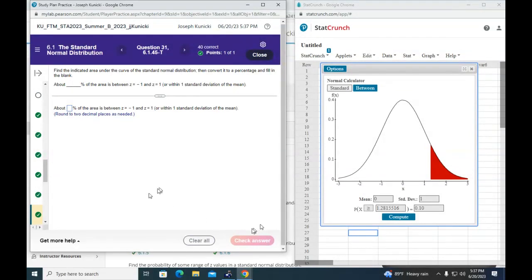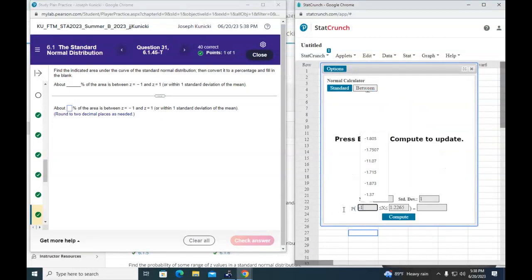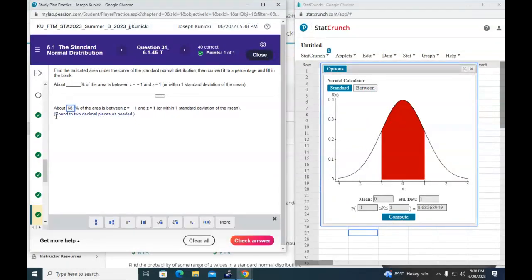All right, so 45. About how much is between plus and minus one standard deviation? Just put in minus one, plus one. On your empirical rule, it's 68%. It's actually 68.27 to be more accurate. But we can say about 68%.